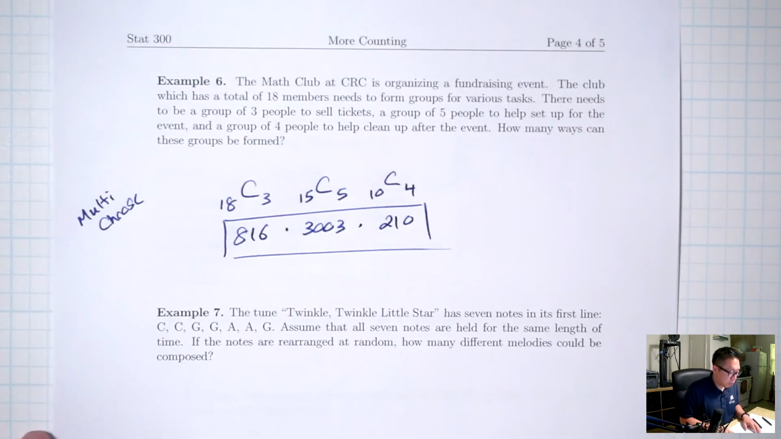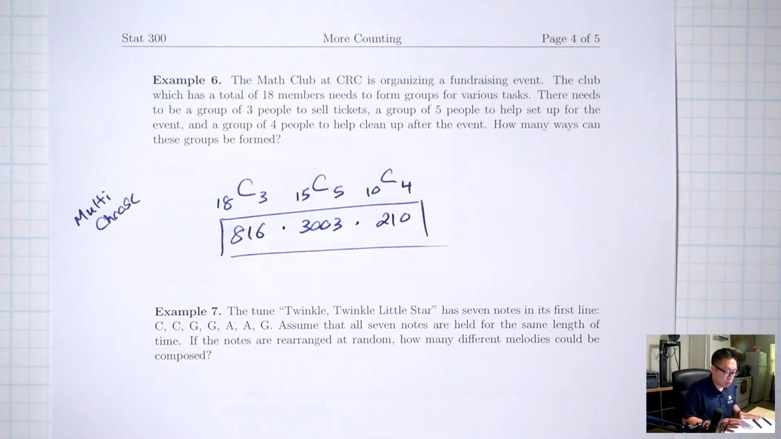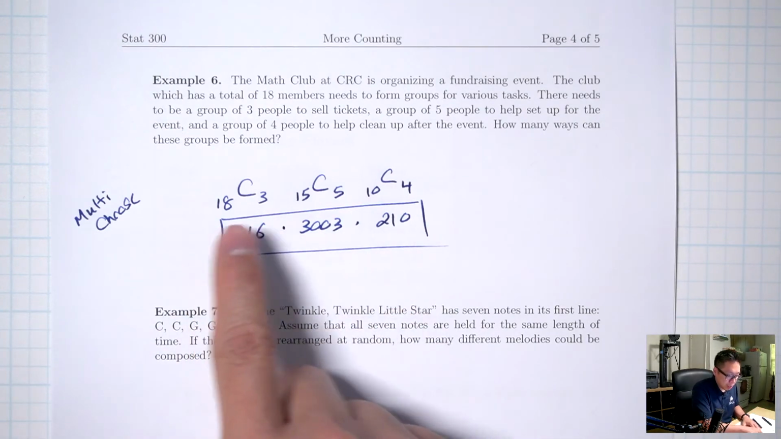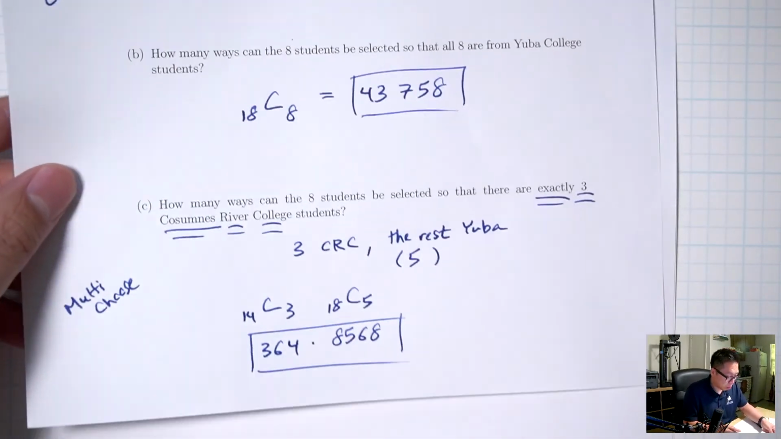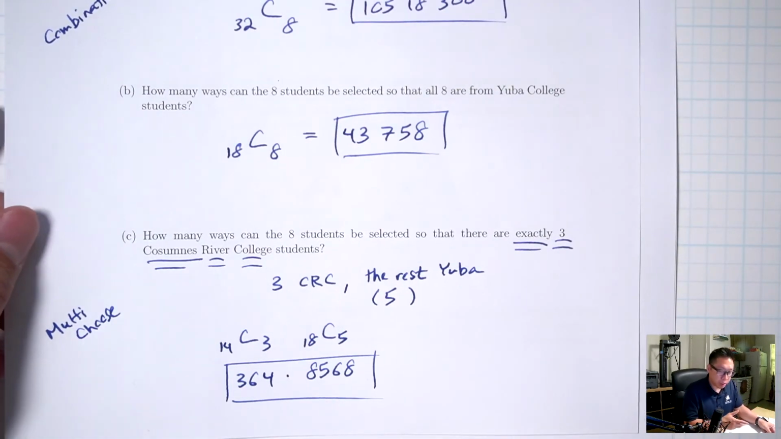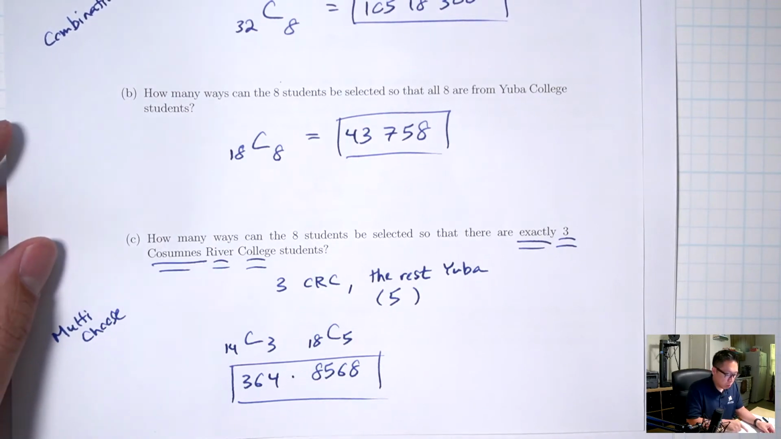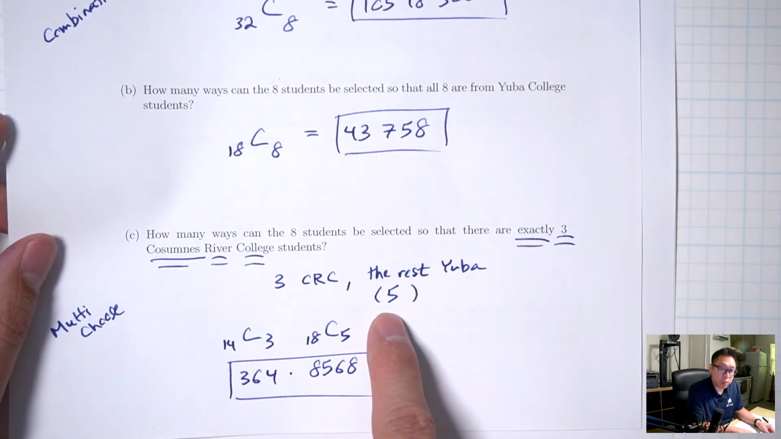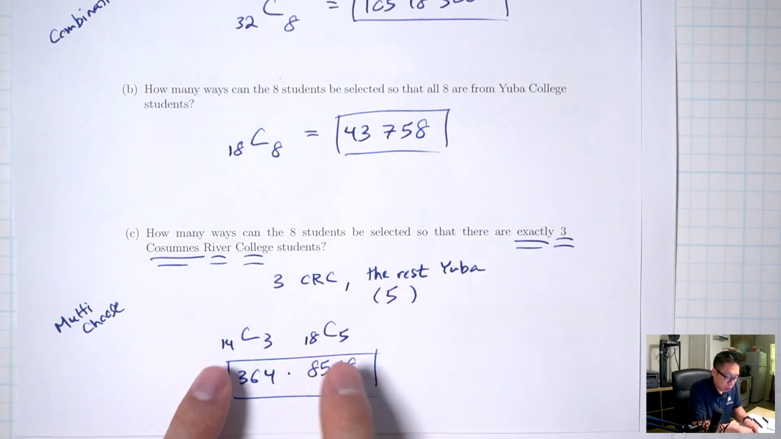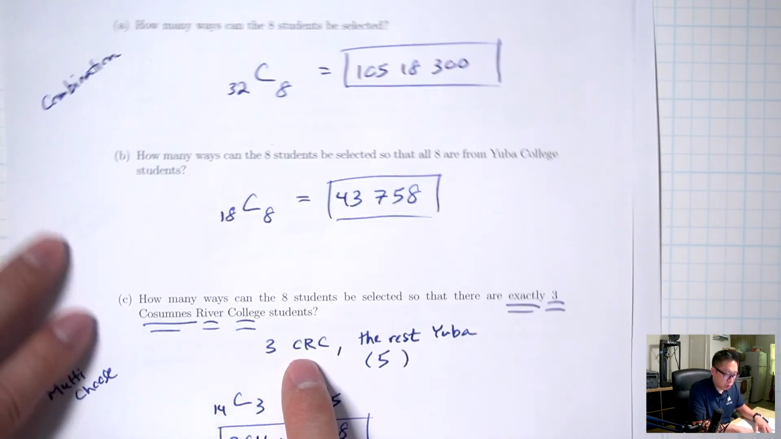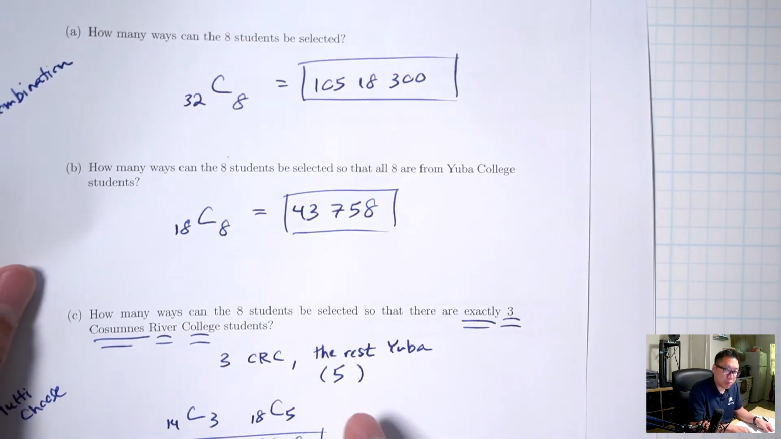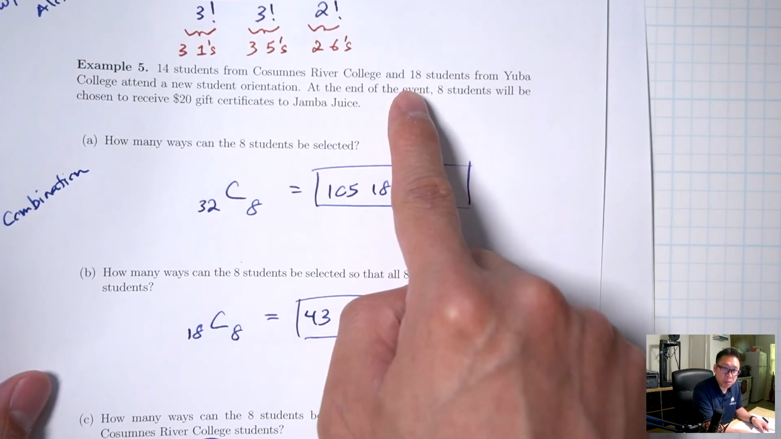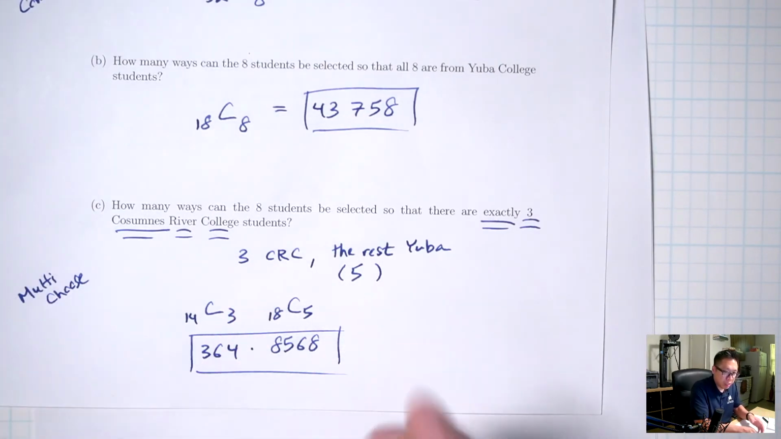All right, so one thing I want to point out: this is like the third multi-choose we've done so far. Why was it that here we had to reduce, whereas we didn't talk about this on the other 2 examples? In our previous example, where we were talking about the CRC students and the Yuba College students, we chose 3 CRC students, and then we chose 5 Yuba College students. So we didn't have to do any reduction here because we're first choosing CRC students from the CRC group. And then for the next choosing, we're actually choosing from a different group. We're choosing from the 18 Yuba College students. So you're choosing, and then you're choosing from a different group.